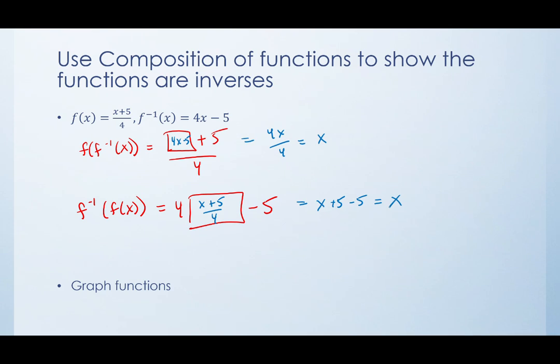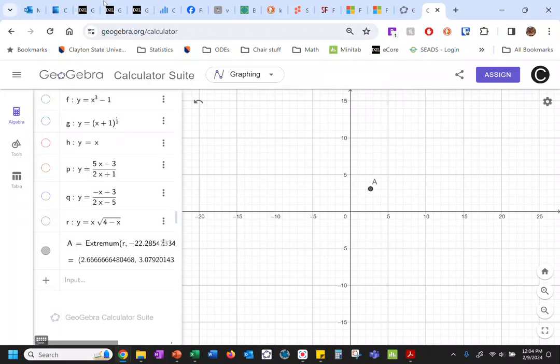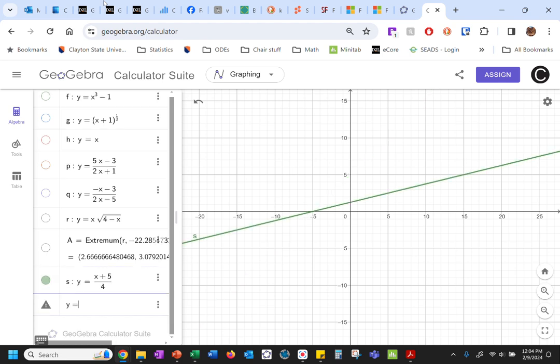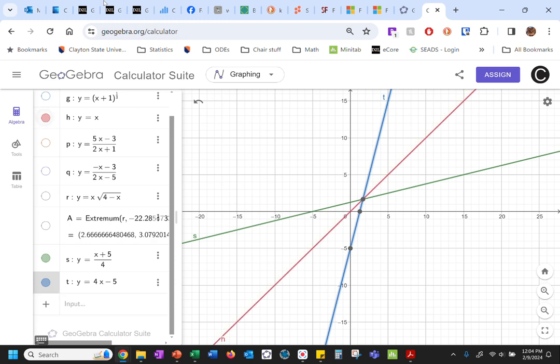And if you want, we can graph the functions. It's never a bad idea. So we'll go pull GeoGebra up, turn off the previous stuff, and we're going to put in x plus 5 over 4, and we're going to put in 4x minus 5, and we're going to turn on our 45-degree line, and we can see, yeah, these do look like they're reflections of each other.